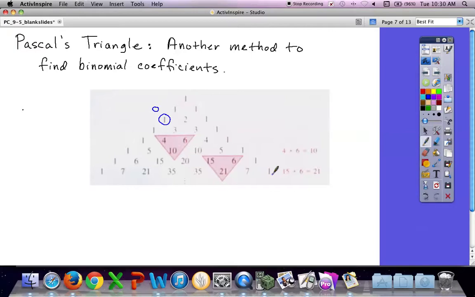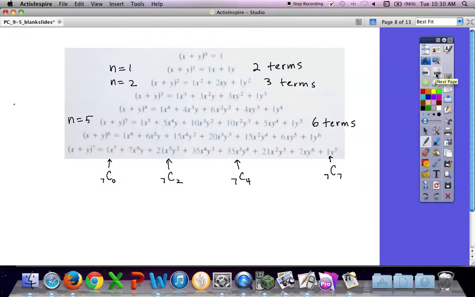So that's Pascal's triangle. Now, if you look at the next slide, let's say that I wanted to do, well, notice this. This is (x plus y) to the 0 is 1. Anything to the 0 is 1. (x plus y) to the first power is x plus y. So when it was raised to the first power, you had 2 terms. (x plus y) squared has 3 terms. So notice you're always going to have one more term than the power that you're raising it to. (x plus y) to the 5th should have 6 terms: 1, 2, 3, 4, 5, 6 terms.